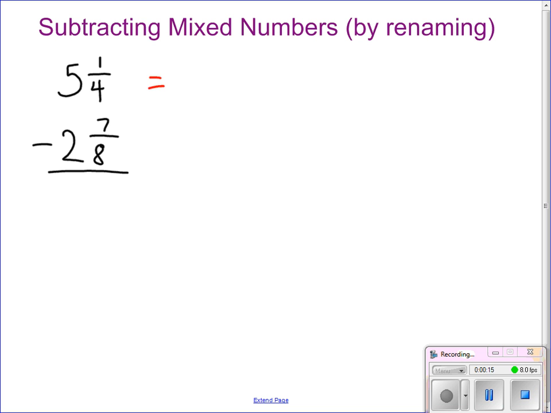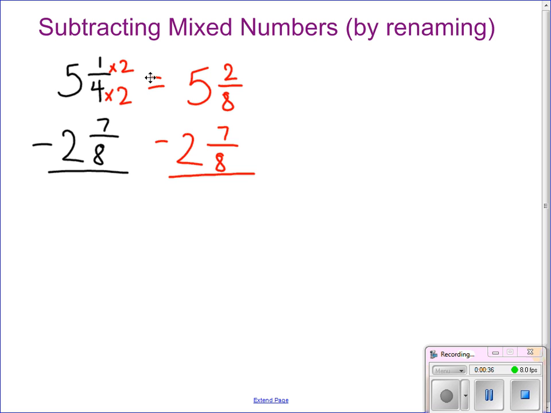I'm going to rename or rewrite my mixed number as 5, but instead of 1/4 I'm going to have a denominator of 8. 4 times 2 is 8. Whatever I do to the denominator, I want to do to the numerator. 1 times 2 is 2. I do not need to change the second mixed number because it already has the denominator of 8, so I'm just going to copy it down.